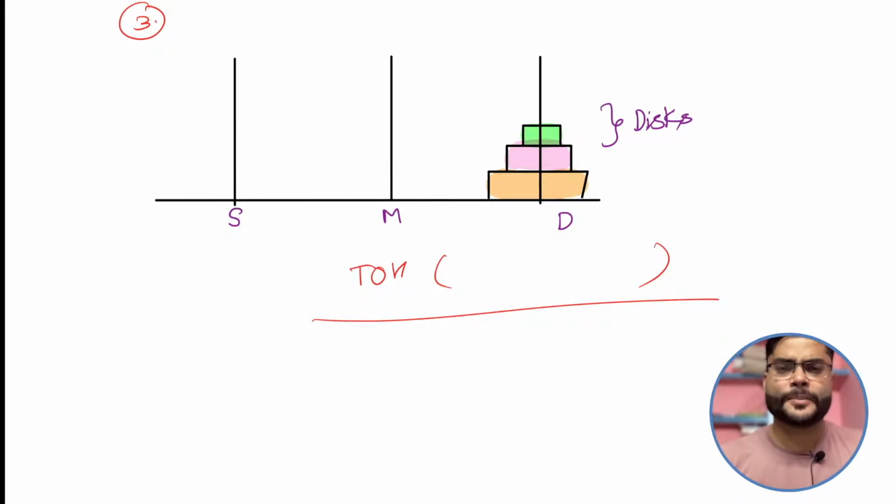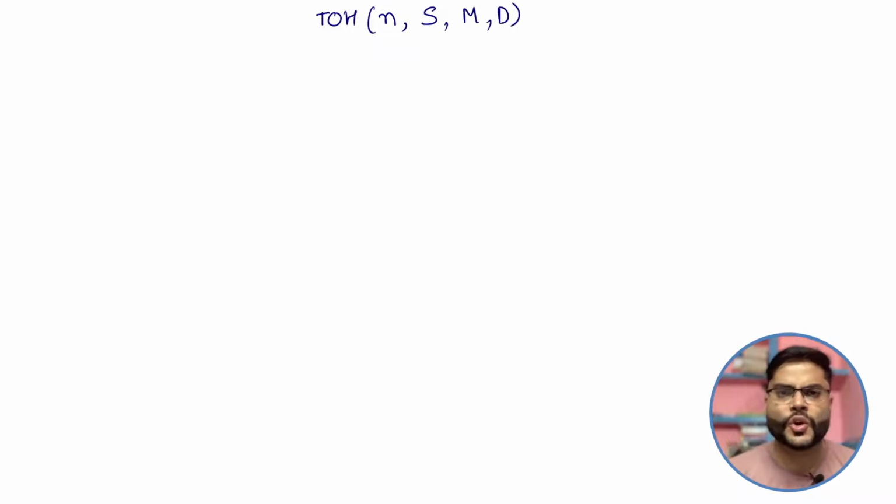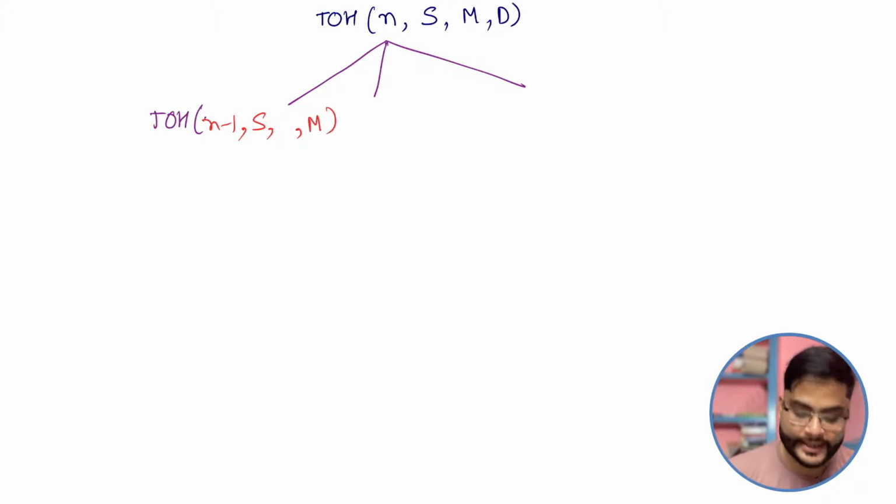So let's understand it by drawing a recursive tree. Let's say I am calling my function from main. First I will pass n, then my source, my middle, and my destination, right? In our recursive function, we are doing three things. First, we are calling our recursive function for n minus 1 disks. My source is my source only, and my destination here is the middle rod. So this is our first step.